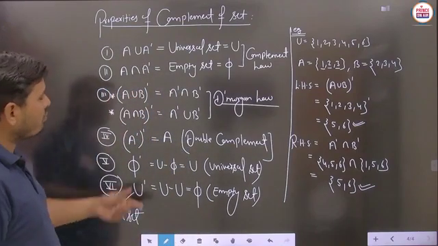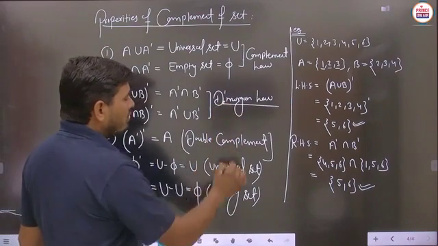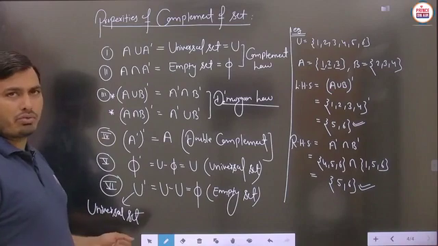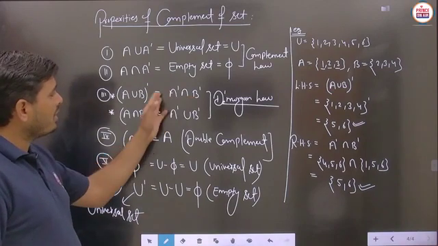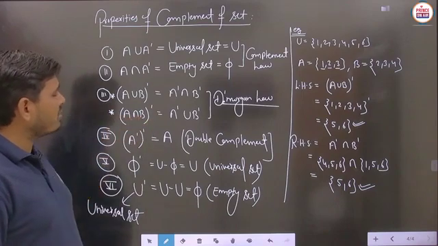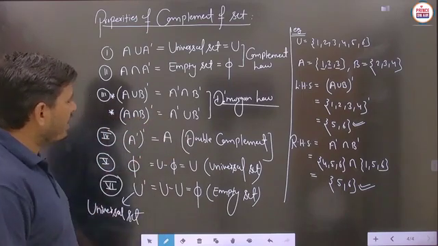Next we have to see De Morgan's law. In the case of De Morgan's law, when A union B whole dash is simplified, the answer is written as A dash intersection B dash, and when A intersection B whole dash is obtained, the answer is A dash union B dash.